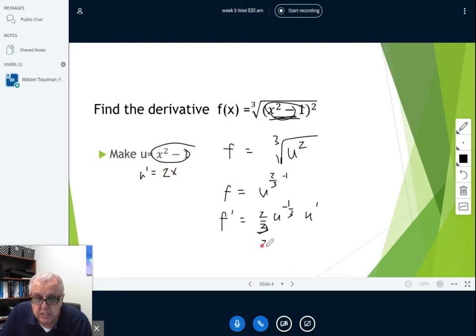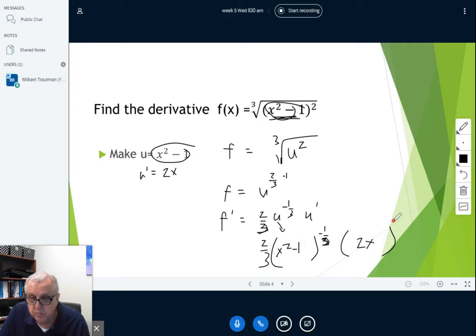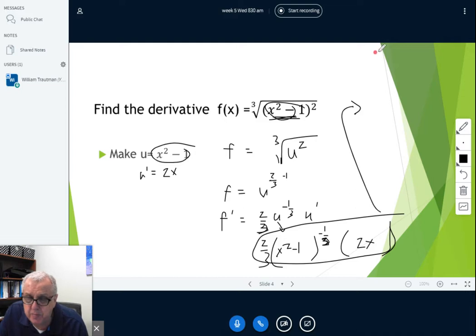So let's plug everything in. 2/3 times u to the negative 1/3 times u prime, and u is x squared minus 1, and u prime is 2x. So this is the answer. If you want to simplify it maybe a little, I'm happy with this answer, but let's say we wanted to simplify it.